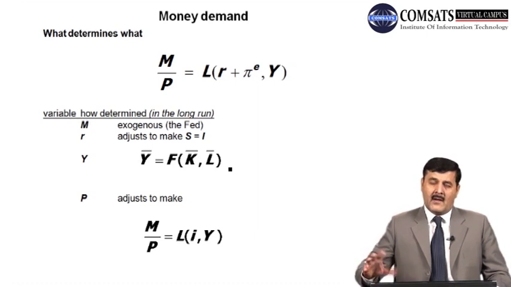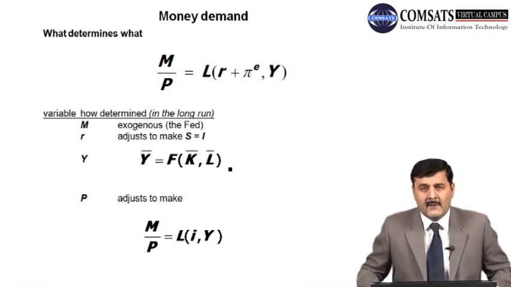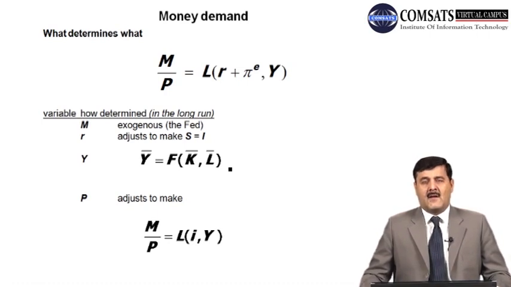And the real interest rate basically adjusts whenever there is a disequilibrium between saving and investment. Here the role of the real interest rate comes in, and it tries to adjust the equilibrium and brings it to where saving is equal to investment. So in the long run we say that the money supply is given, and the real interest rate is also given. The income, as we discussed in the previous lecture, is also given: in the long run we have fixed capital and fixed labor, K bar and L bar, so of course in the long run the real output, the real income, is also given, which is Y bar, right. So P and pi adjust to make M over P equal to L of I, Y. So then the only variable which is left is the inflation, right?